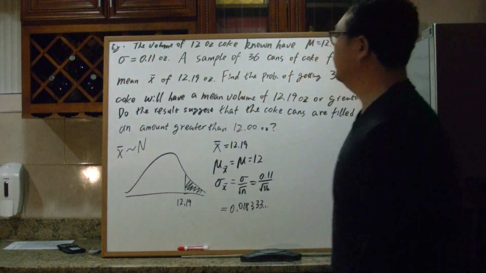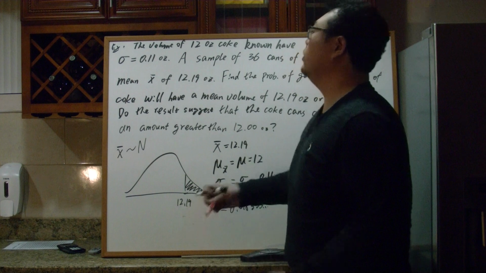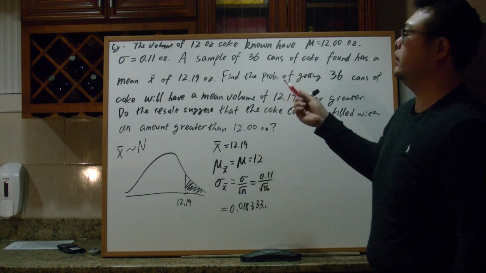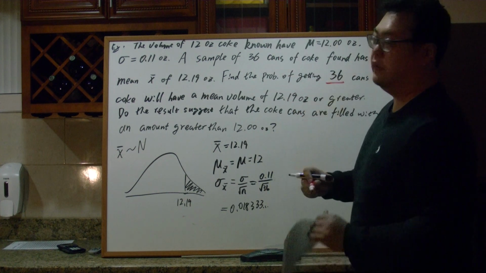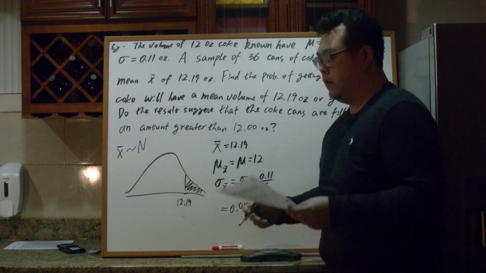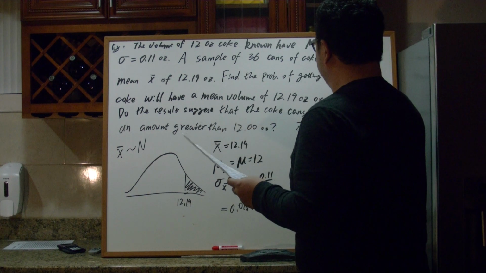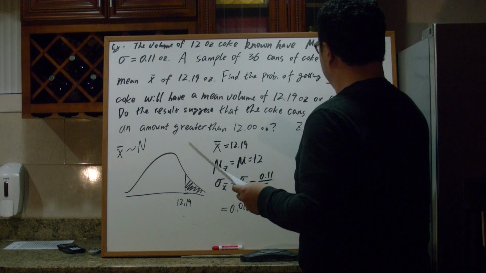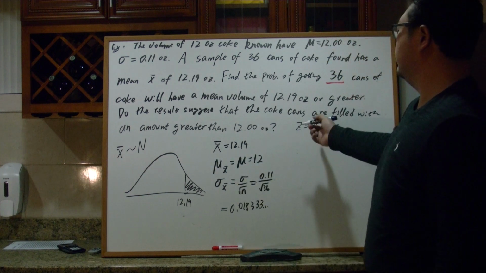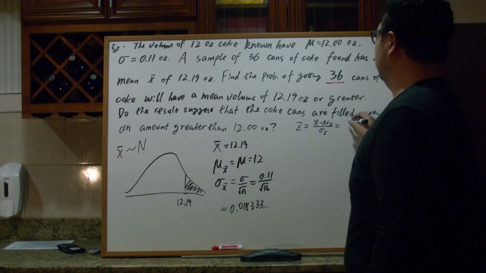How do we know the sample mean follows a normal distribution, or can be approximated as a normal distribution? Even though we don't know that the volume is normally distributed, the sample size is more than 30. We get 36 as the sample size. Therefore, we can say the sample mean is approximated by a normal distribution. And then the z-score for the sample mean is x-bar minus the mean of the sample mean over the standard deviation of the sample mean.